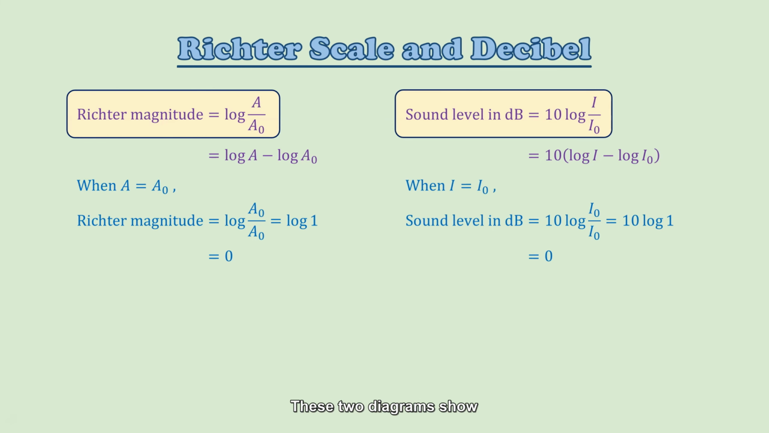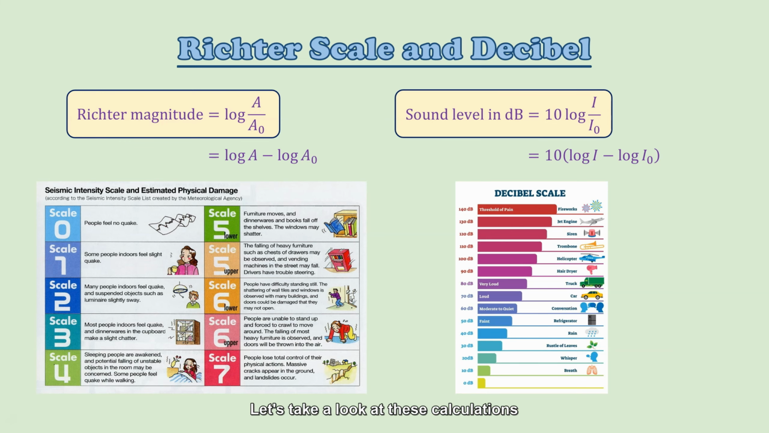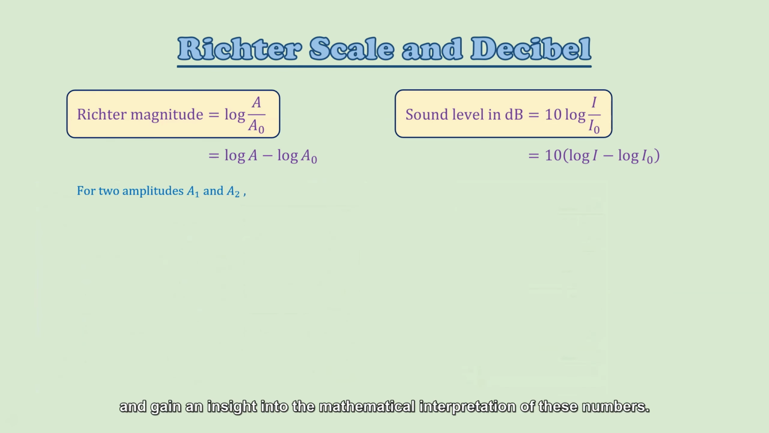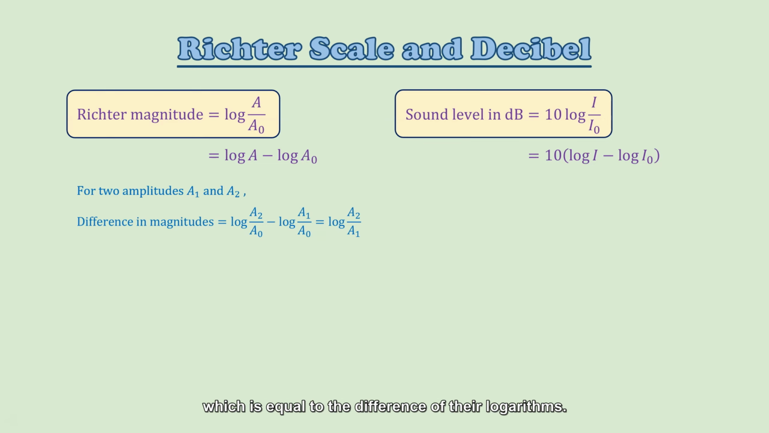These two diagrams show how the Richter magnitude and the sound level in dB relate to the physical effects. Let's take a look at these calculations and gain an insight into the mathematical interpretation of these numbers. Suppose there are two earthquakes with two amplitudes A1 and A2. Then the difference in their Richter magnitudes is just equal to the logarithm of A2 over A1, which is equal to the difference of their logarithms.